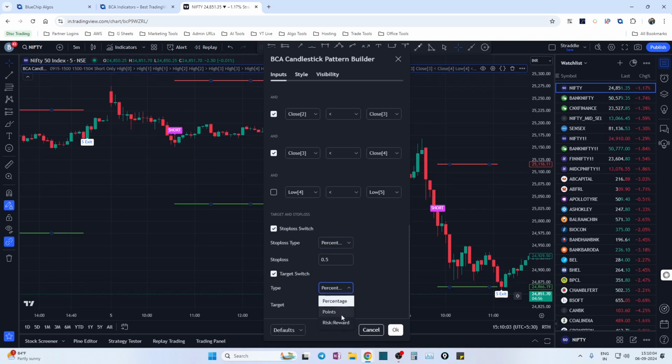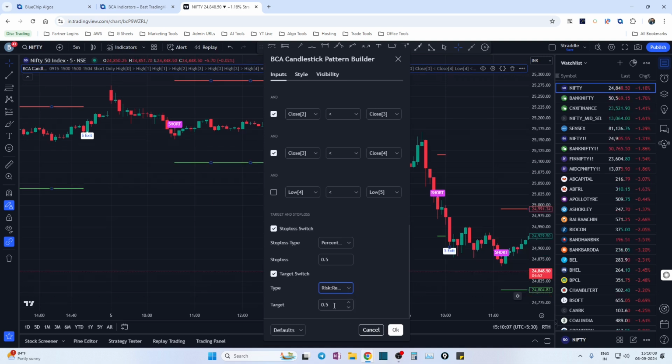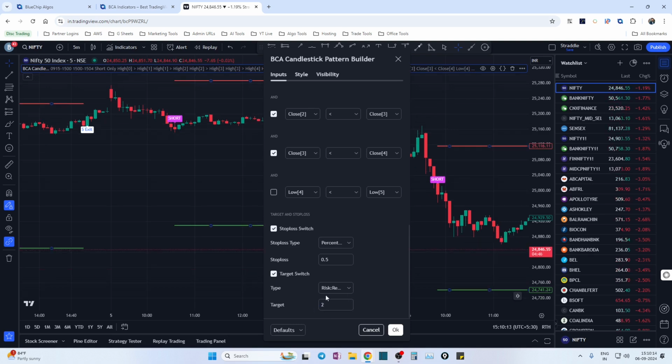And the same with the target also. Percentage you can give, points you can give, and you can give risk reward also. If you give risk reward and say 2, what this really means is the target will be 2 times of whatever you have selected here. You can select percentage, points, or high low, whatever you want, but the target will be 2 times the stop loss, right? So these are some of the great ways to improve your risk reward and thereby improve your overall profitability.